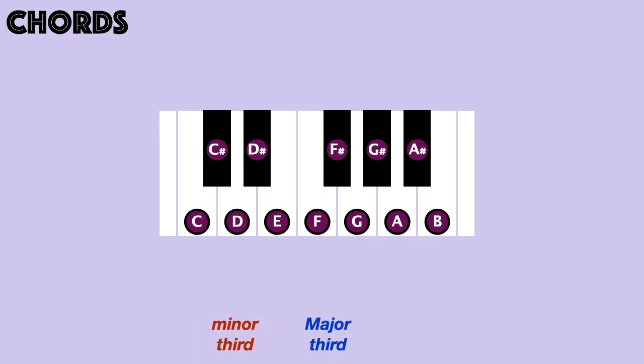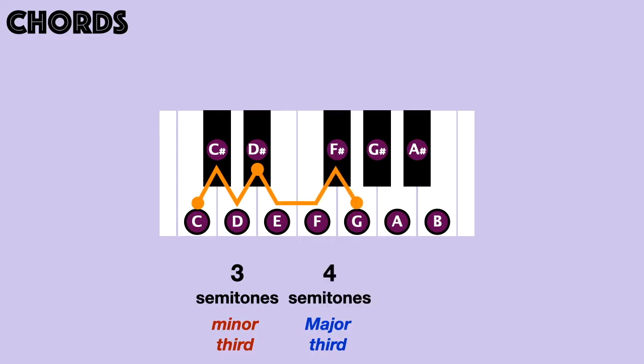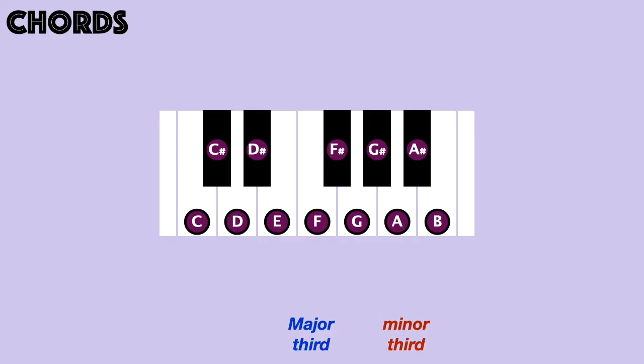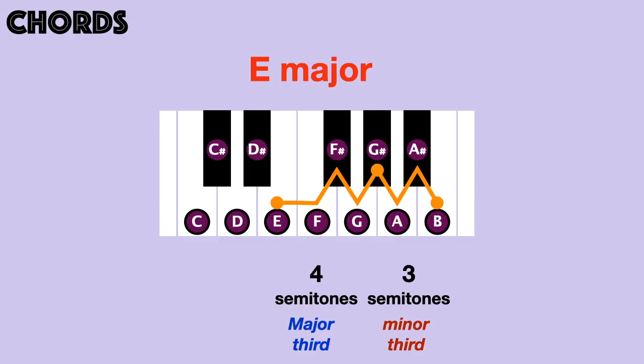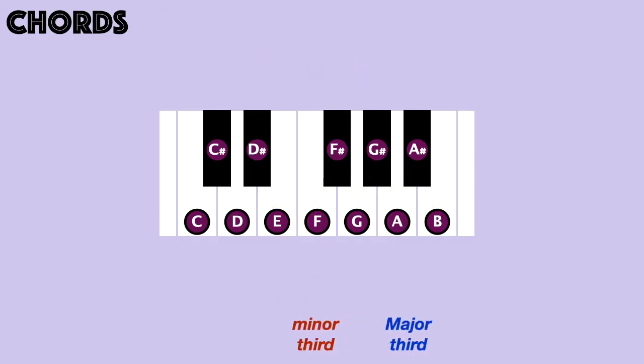If on the contrary we swap the intervals, so we have 3 semitones between the first and the second note, and 4 semitones between the second and the third, the result is a minor chord. So the difference between major and minor chords is merely the interval between their component notes. And this is true regardless of what is the root note. If the root is the note E, still an E major is formed with a major third interval and a minor third interval. And an E minor is formed with a minor third interval and a major third interval.